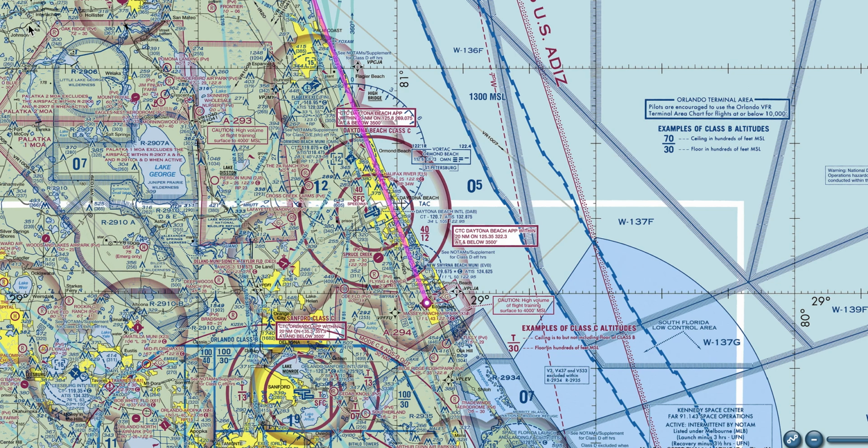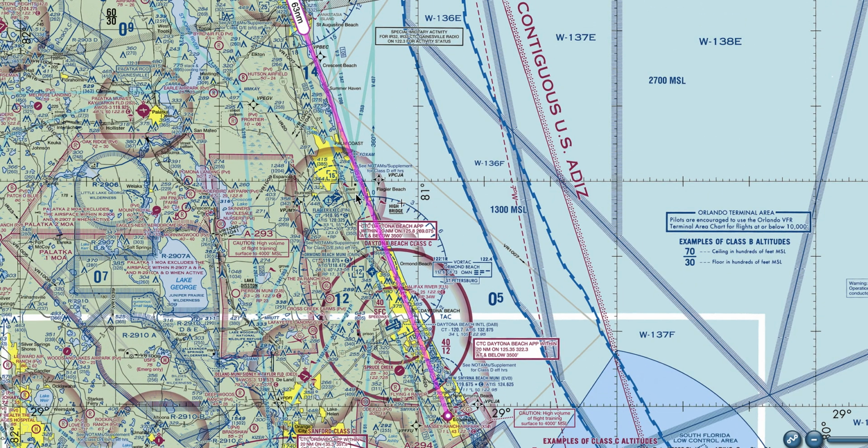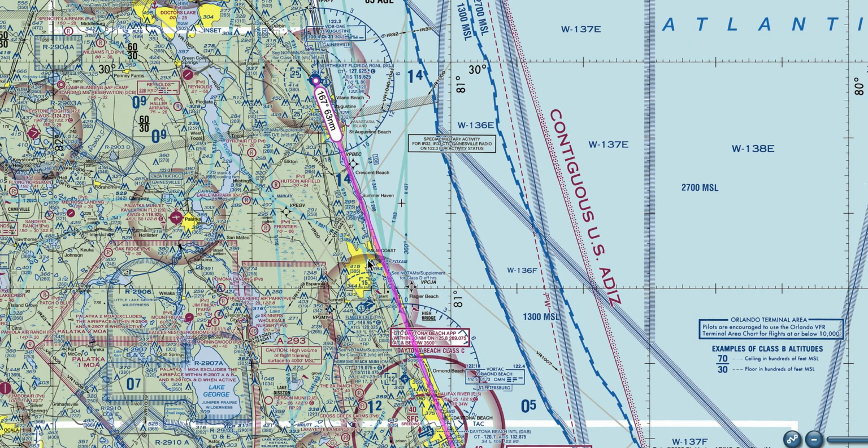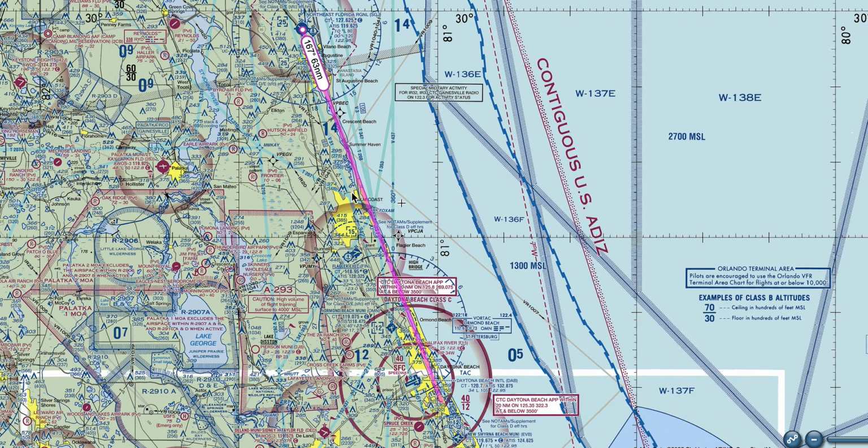But I want to bring this to your attention right here. We've got some airways coming through here. Now, airways are very important for instrument traffic. So if we interfere with the airways at all, it could potentially pose a threat. However, we'll just keep that in mind for now.